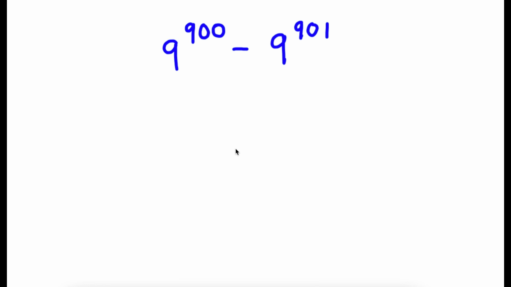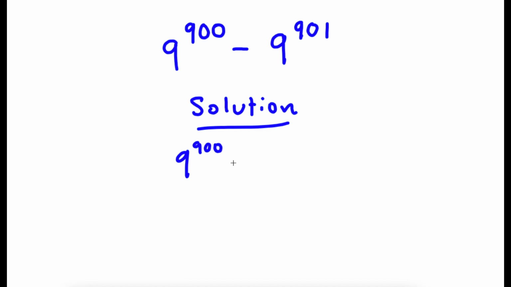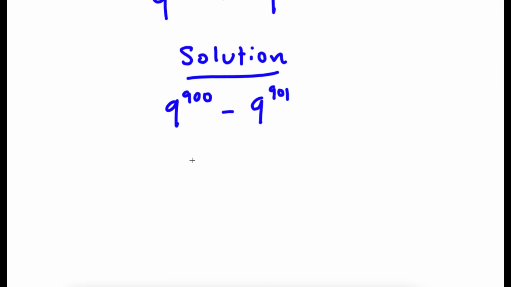Alright, so in this problem, I have 9 to the power of 900 minus 9 to the power of 901. So for my solution, first start with 9 to the power of 900 minus 9 to the power of 901. Then I rewrite 9 to the power of 901 as 9 to the power of 900 plus 1.